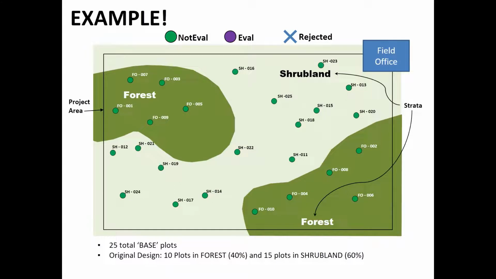This is an example of a sampling design with 25 points split between two strata. 40% of the points are in the forest stratum, shown in dark green, and 60% are in the shrubland stratum, shown in light green.